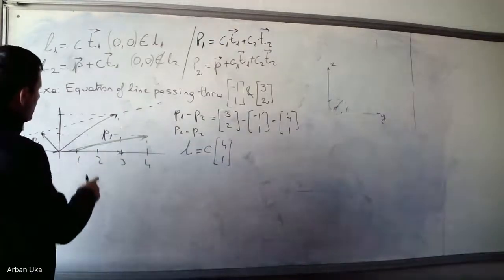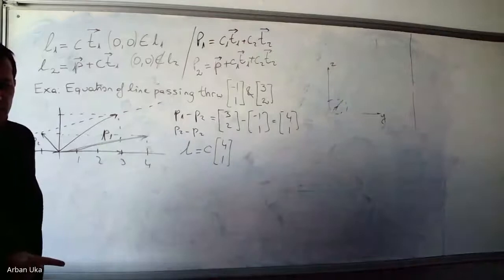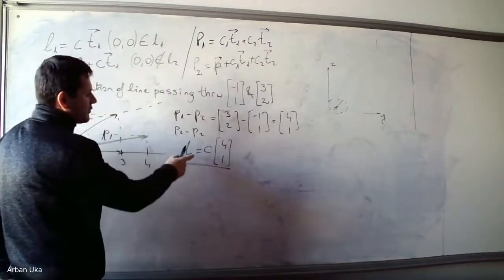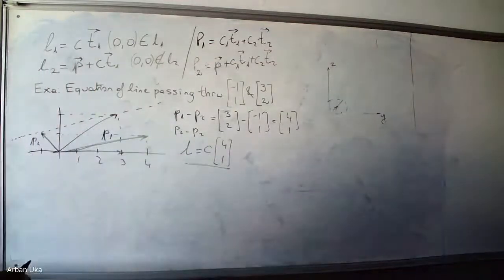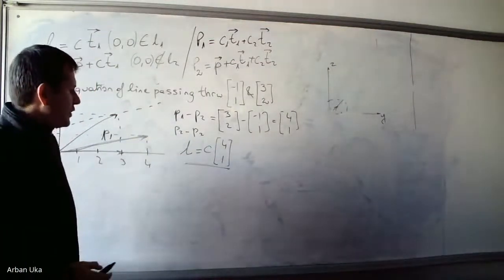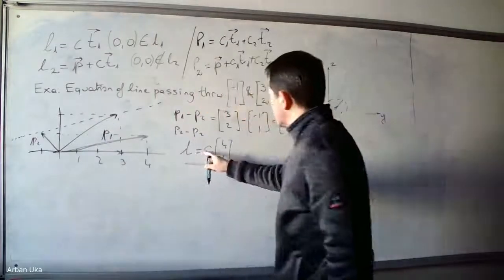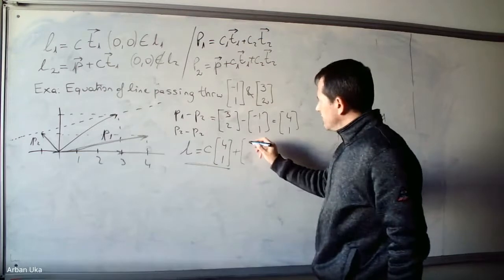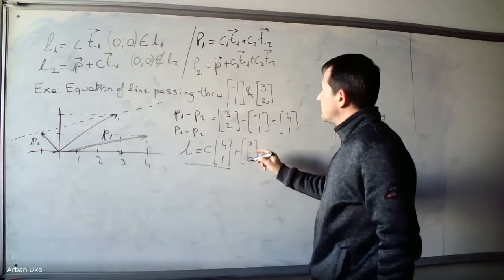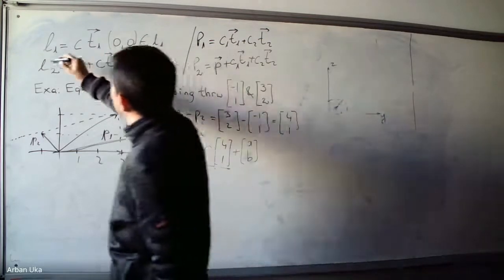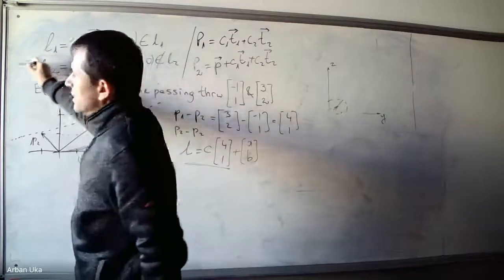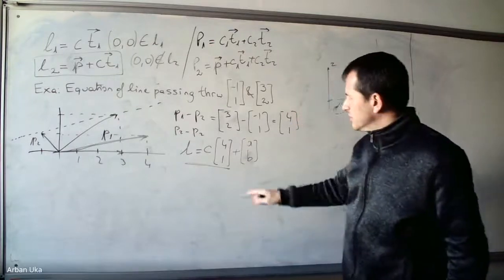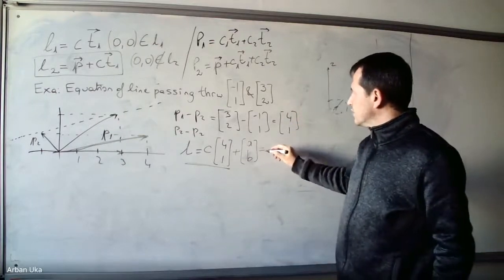But now it looks like our line does not pass through the origin. This does pass through the origin, which means that we have not found the final answer. To find the correct answer, we have to do c times this plus some values. Let's write some a, b, some random values. The moment that we exclude the origin from being part of the line, we need to add this, and this then would be equal to what?